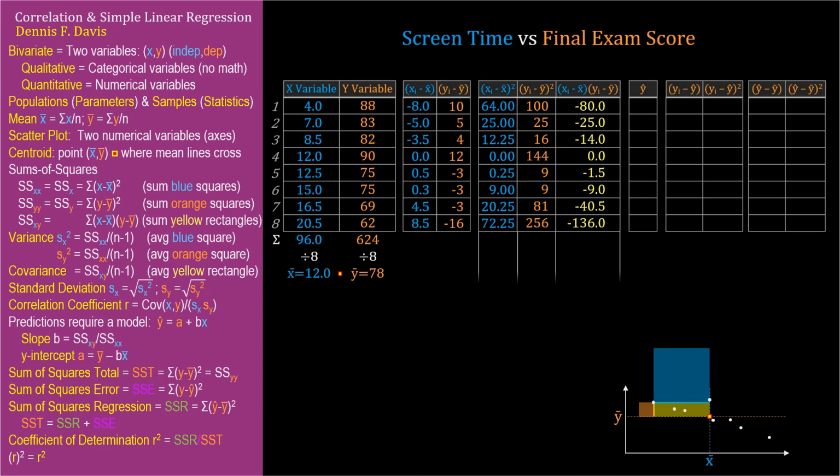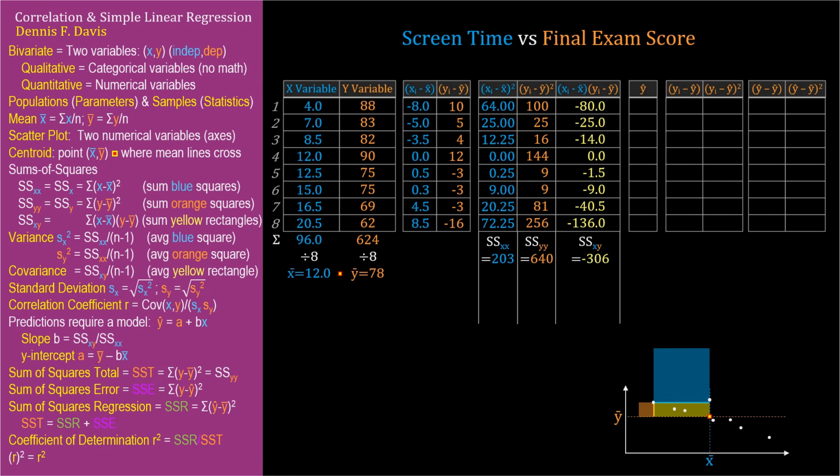We sum up these squared values to get our sums of squares. SS sub xx is 203, the total area of all the blue squares, whose unit of measure is hours squared. Sum of squares y is SS sub yy, which is 640, the total area of all the orange squares. Its unit of measure is y unit squared, which is exam score points squared. In regression analysis, sum of squares y is often called sum of squares total, or SST. It's the total variability in y that our regression model tries to explain. Sum of squares xy is negative 306, the total area of all the yellow rectangles.